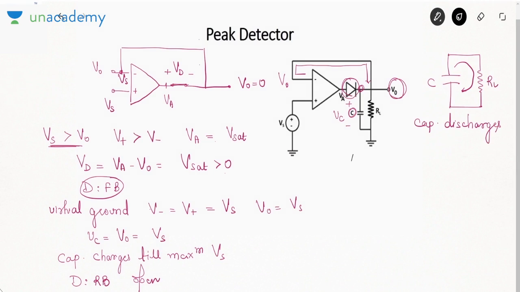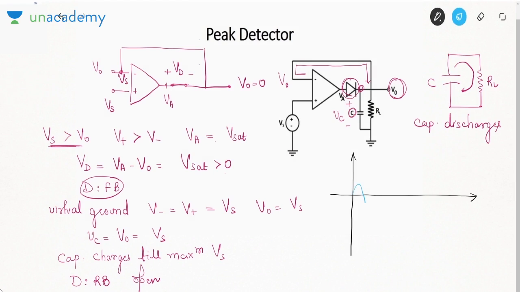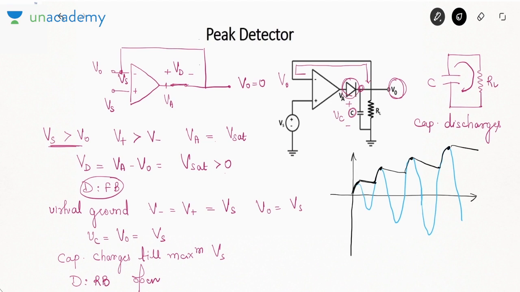So let me show you how this circuit will work. Suppose we assume one input voltage like this, that is oscillatory, and the amplitude of oscillation is growing. Then initially capacitor will charge to the maximum value, and when Vs starts to decrease, the capacitor will discharge through RL. So this is capacitor discharging. Again Vs becomes high, so it will charge to the maximum value, then discharge. Then again charge to the maximum value, then discharge. Then again charge to the maximum value. So always capacitor, just like a clamper, will charge to the maximum value and then discharge.